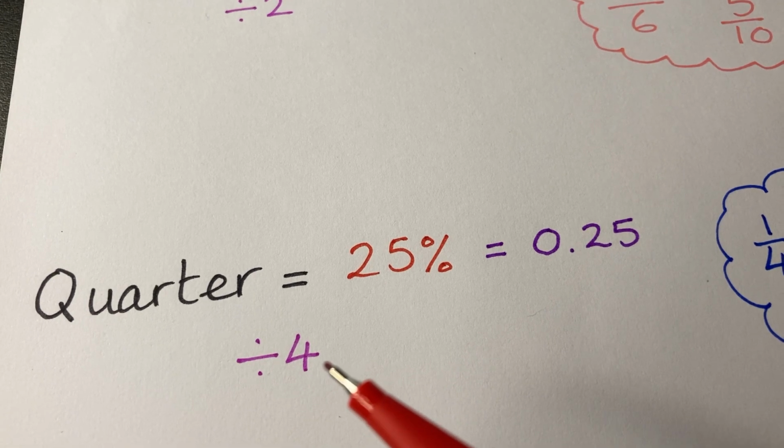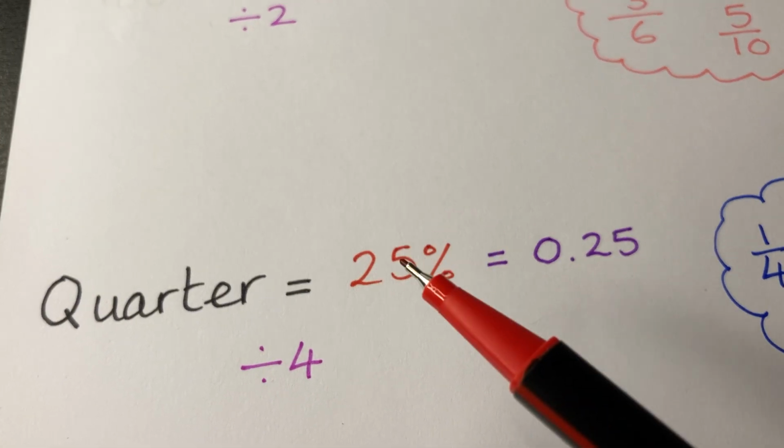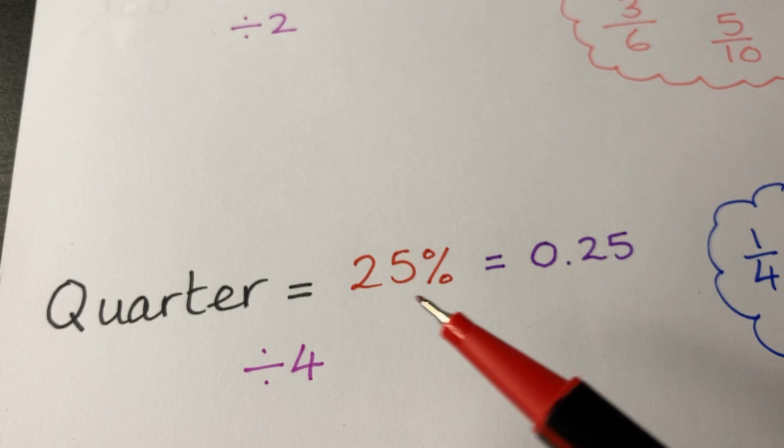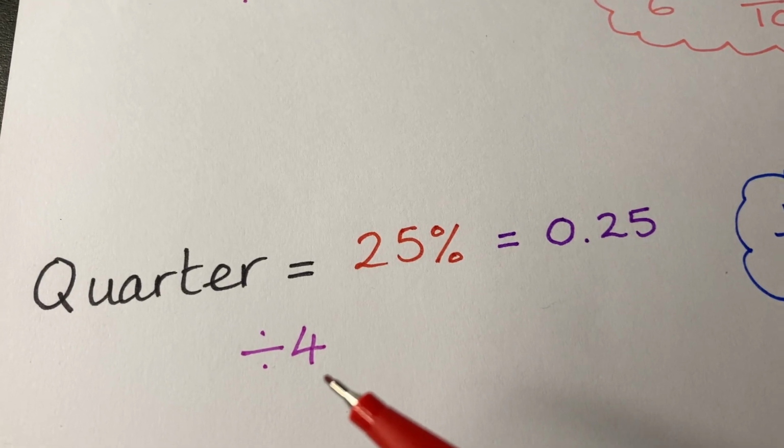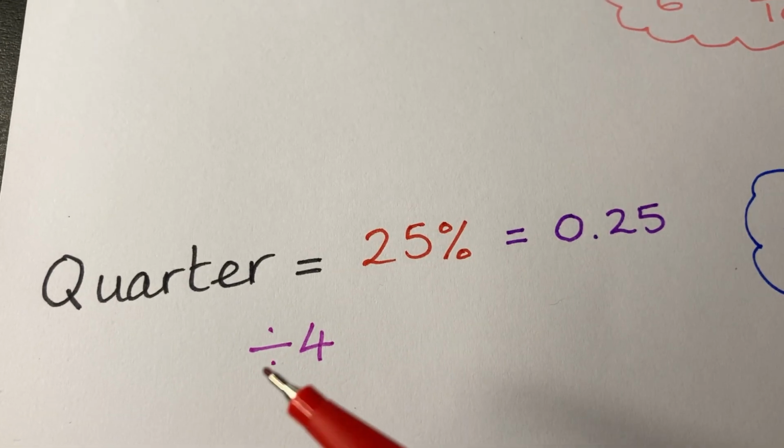100 divided by 4 is 25. So 25% of 100 would be 25. Let me give you another example. The number 12. What is 25% of the number 12?